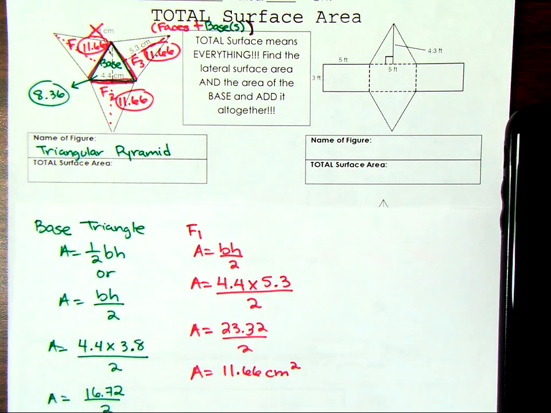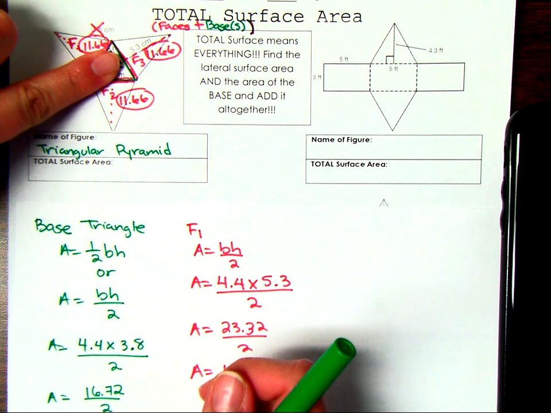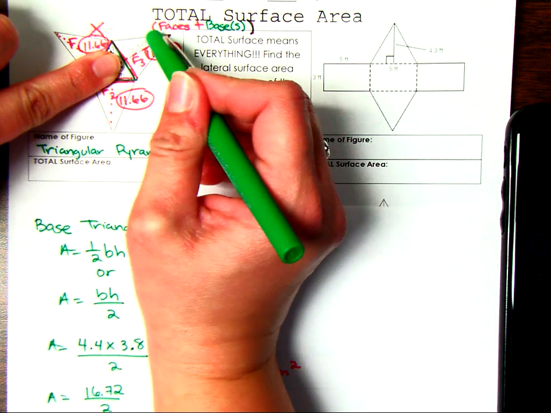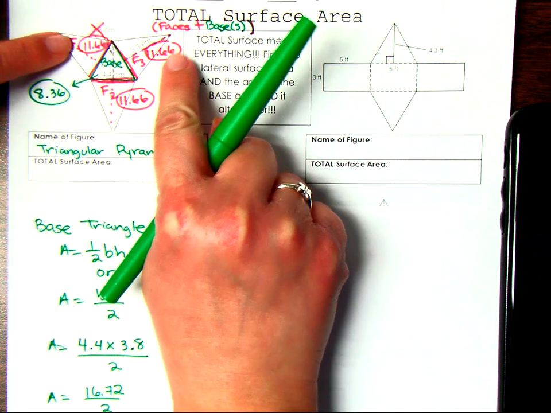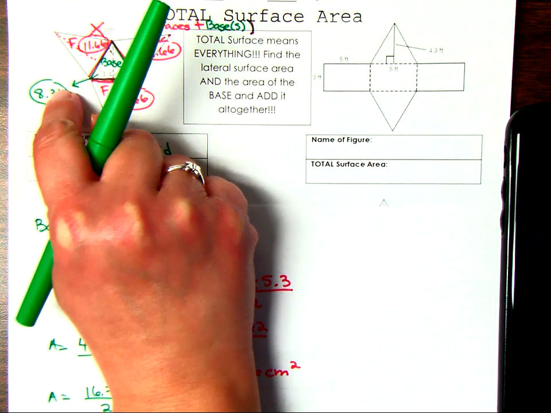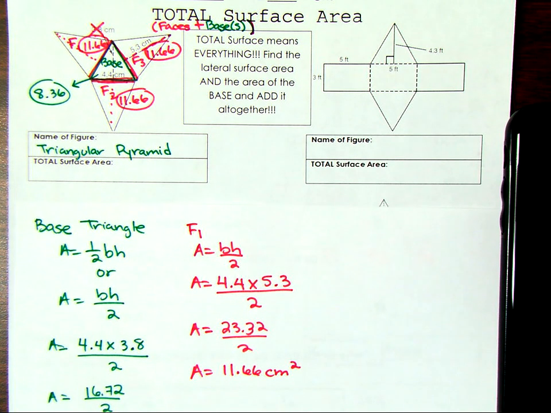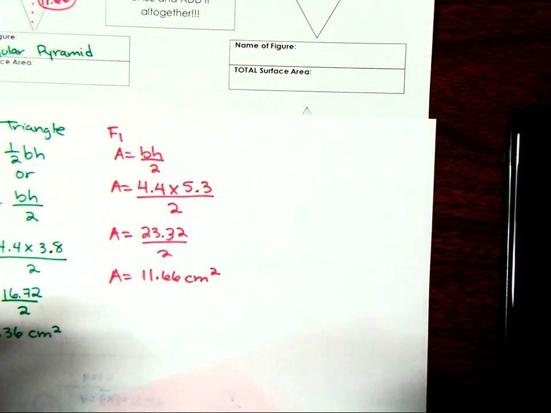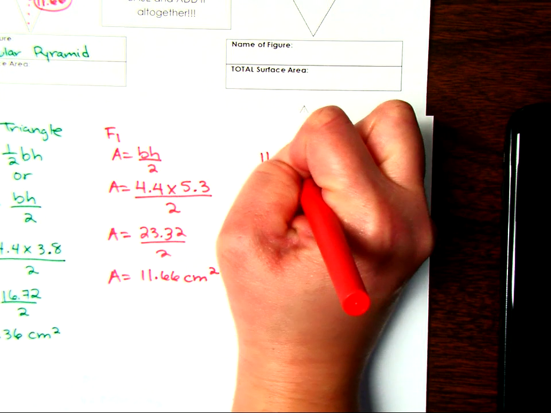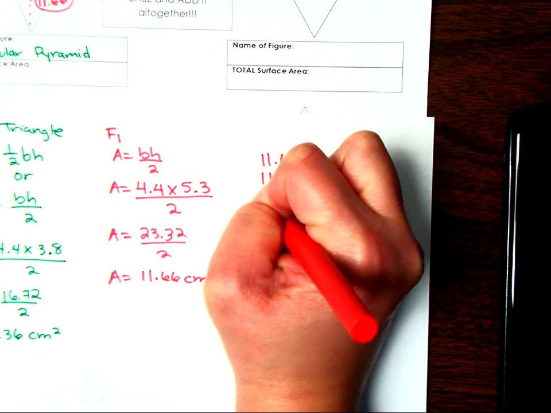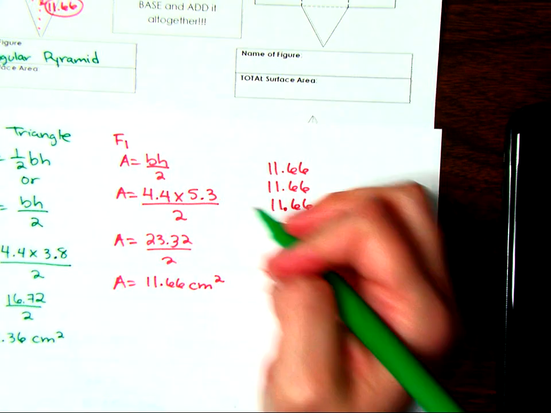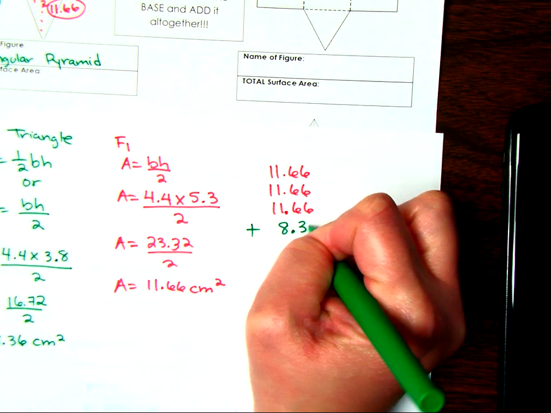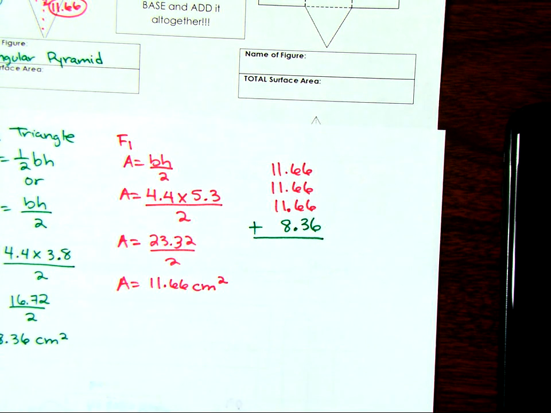If this were lateral surface area, that means we would not include the base, so we would have these 3 faces and add them up. But because it's total surface area, we're going to take our lateral and add the area of the base too. That means everything that you see. Total means everything. Okay? So that means we have our 3 faces, 11 and 66/100. Those were the 3 faces that were congruent. And then we're also going to add the area of the base, and see what we get.